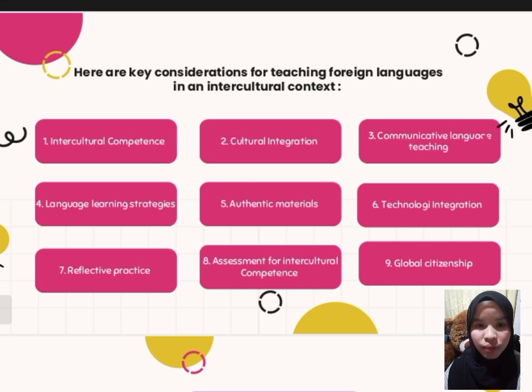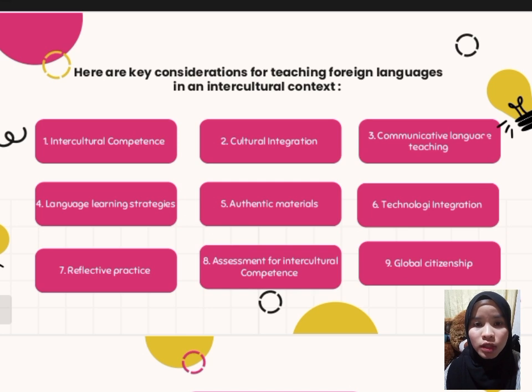Five, authentic materials. Utilizing authentic materials such as newspapers, films, podcasts, and social media exposes learners to real-world language use and cultural practices. Authentic materials provide rich linguistic and cultural input and help learners develop cultural sensitivity and awareness.